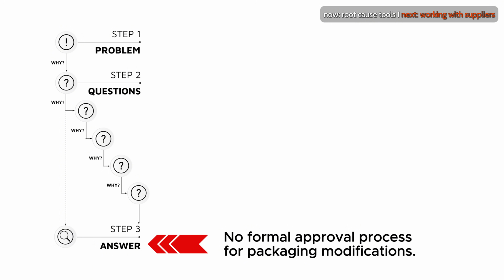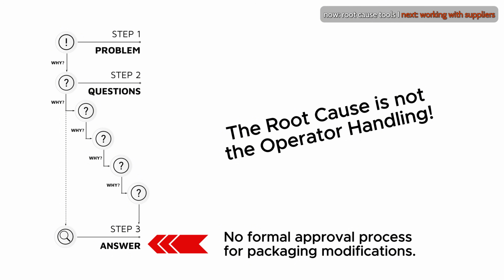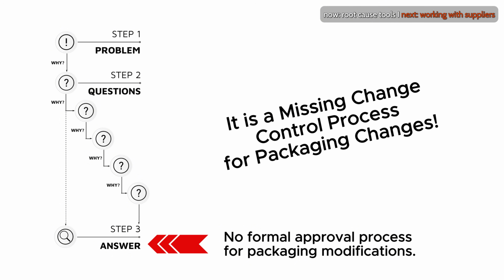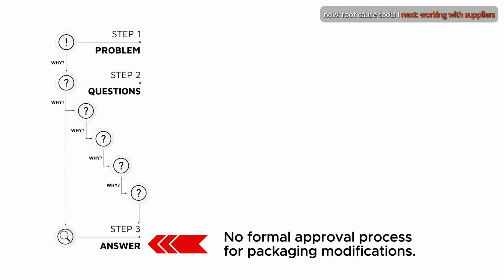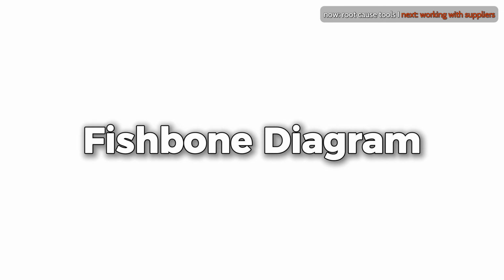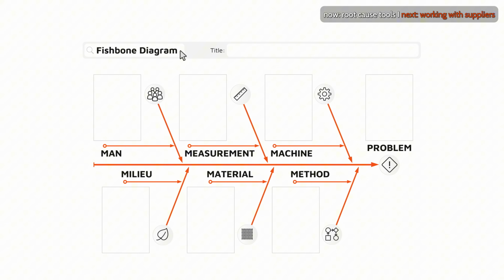Step 3. Define the real root cause. The root cause is not operator handling. It is a missing change control process for packaging changes. That is systemic. That prevents recurrence. The 5 Whys moves you from symptom to system. The Fishbone diagram structures possible causes visually.